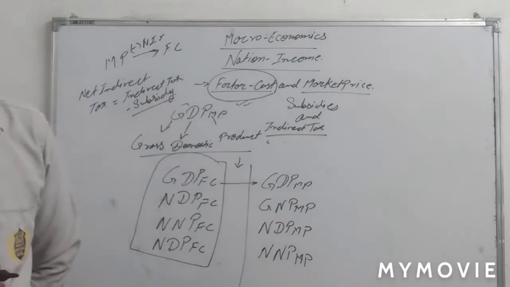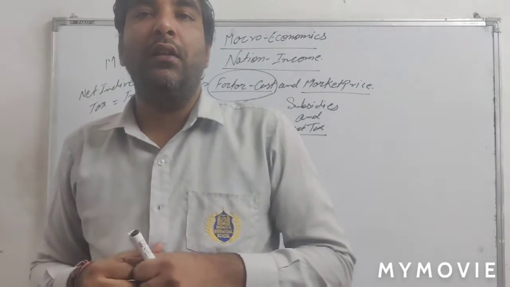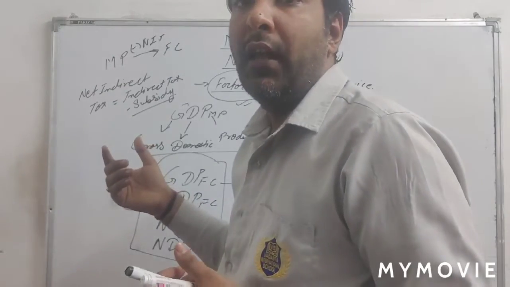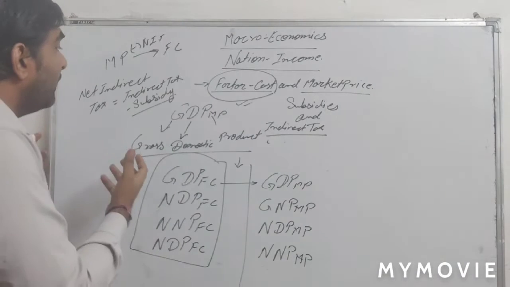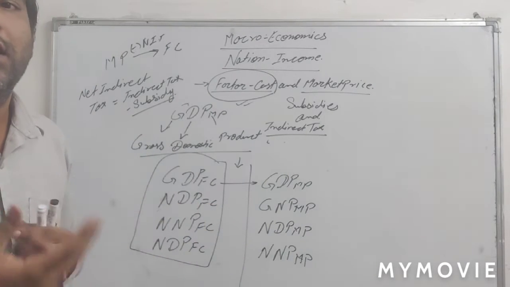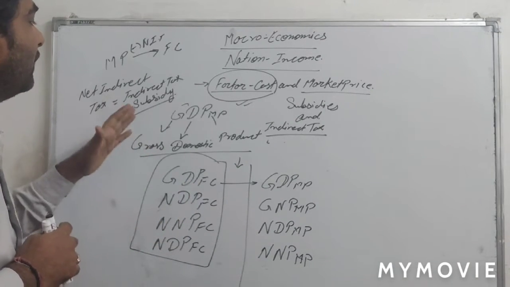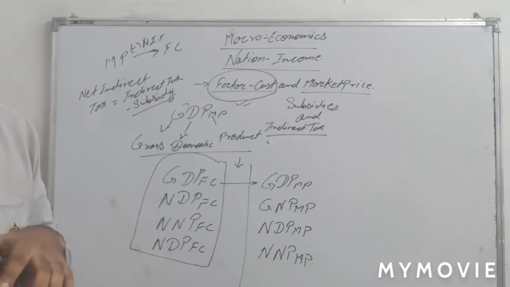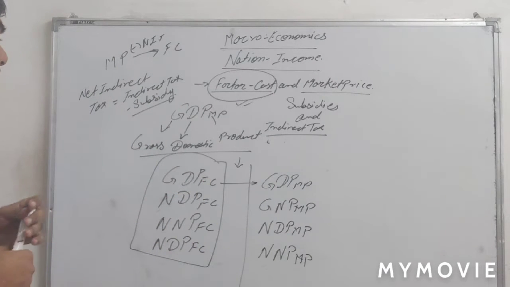So what is the importance of MP and FC? We always calculate national income in FC, because the indirect tax is already deducted and it is a part of government income, and if we add it to the national income, then it is double counting. So we do not add indirect taxes in national income. Let us start with the next form.